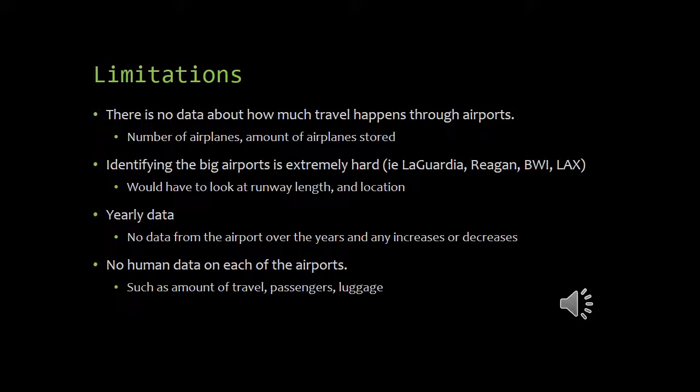Limitations of my dataset include there is no data on how much travel happens through airports, so the number of airplanes or amount of airplanes stored by different airlines was not part of my dataset. Identifying the bigger airports is extremely hard. I believe I was able to identify one or two larger airports in a state, but I couldn't tell unless I went into each separate airport to check and find a name and location of it to verify it with the actual airport itself online.